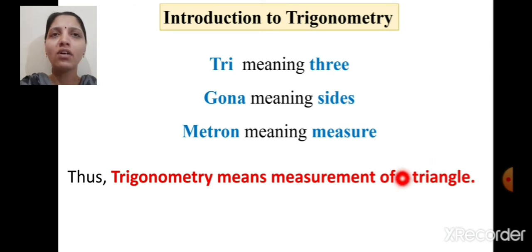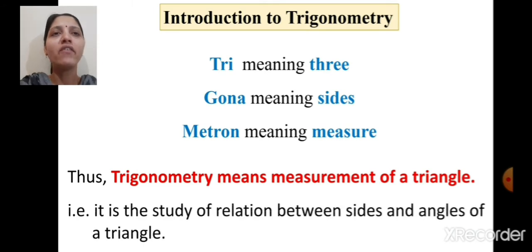Okay. Now here there are different types of triangle. So which triangle we are going to consider here? Correct. We are going to consider only a right angle triangle. So this trigonometry is the measurement of a right angle triangle. So we can say here trigonometry is the study of relation between the sides and angles of a triangle. I hope you now know what is the meaning of trigonometry.